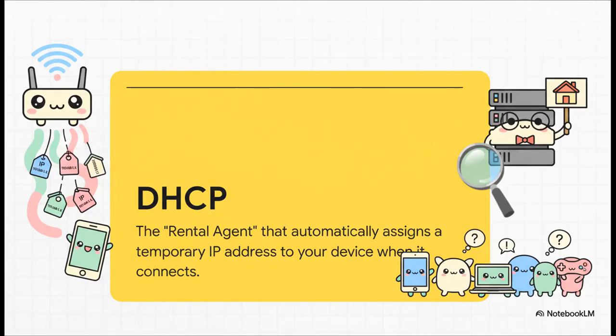So how does your phone or laptop get that temporary IP address? Does it just make one up? Nope. The second it connects to the network, a service called DHCP, you can think of it as the network's rental agent, just automatically hands one out. It says, here, use this address for now.